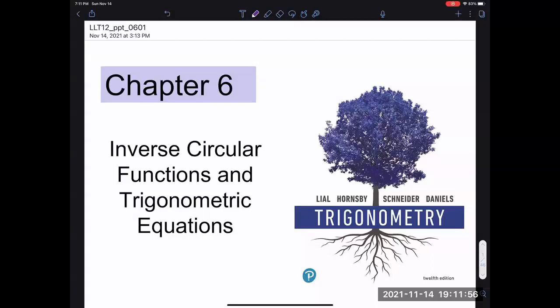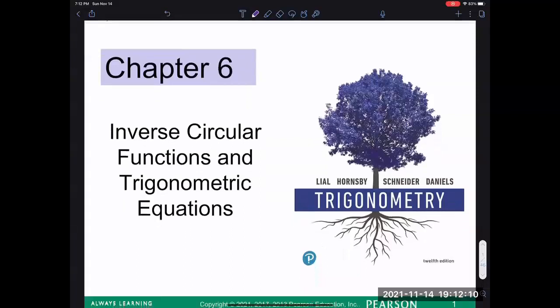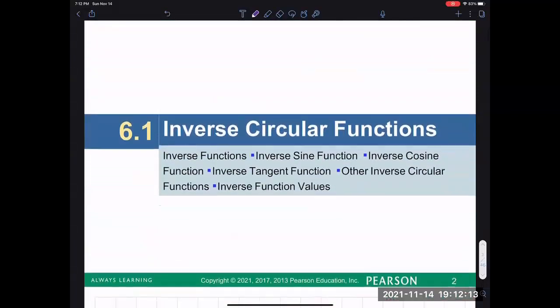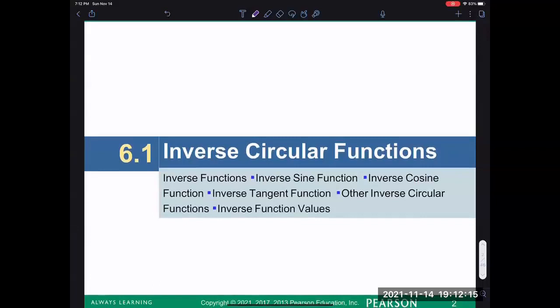As we can see from this first slide, Chapter 6 is involving inverse functions, and eventually we want to be able to solve trigonometric equations. So this first section of Chapter 6 focuses on the idea of inverse functions for all of our trigonometric functions: inverse sine function, inverse cosine function, etc. And that's a big topic, and that's a lot in here.